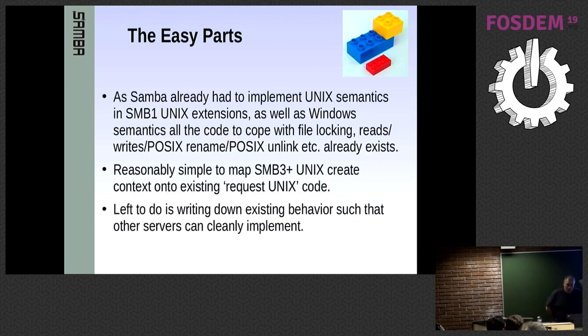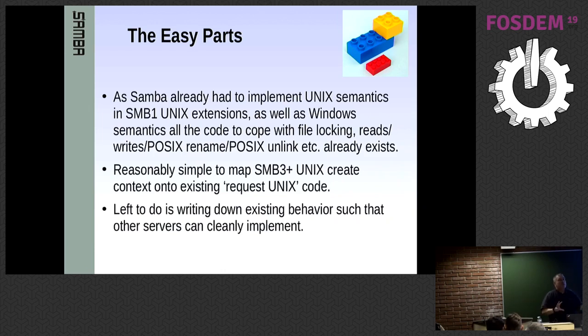So, what are the easy parts we've already got working? All the code for locking, reads, writes, rename, unlink, that already exists. We did that for the SMB1 Unix extensions. So, with some tweaking, the code is remarkably small, a few thousand lines of code changes. You can map the SMB3 Unix create context onto an existing request Unix semantic in the SMB1 stack. And then when they get down below into the NTFS layer inside Samba, they kind of act the same way.